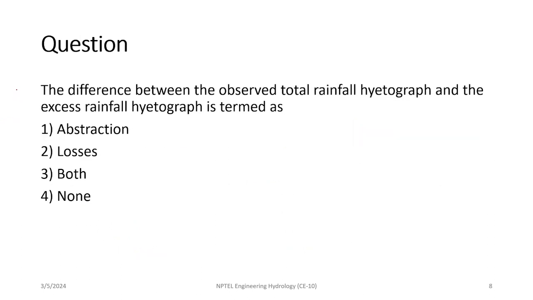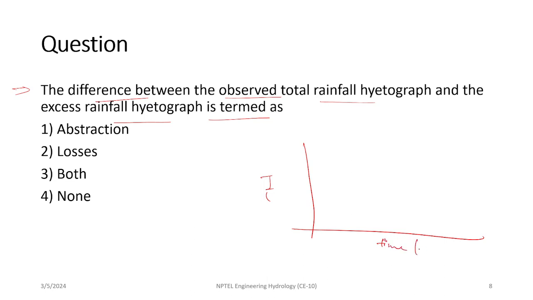Now coming to the question, it is asking that the difference between the observed total rainfall hydrograph and the excess rainfall hydrograph is termed as. So you may be remembering one picture, intensity versus time graph. Okay, hydrograph is this only, right? Am I right or wrong?